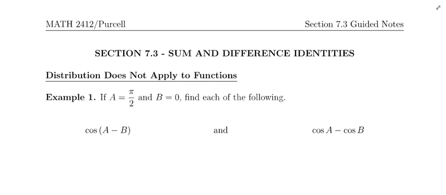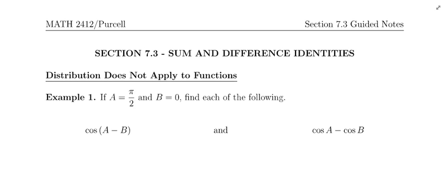Section 7.3, Sum and Difference Identities. In this section and the next, we are going to be adding more formulas to our identity toolbox. In section 7.3, we are going to be reviewing the sum and difference identities. And in section 7.4, we will be studying the double angle formulas as well as the half angle identities.